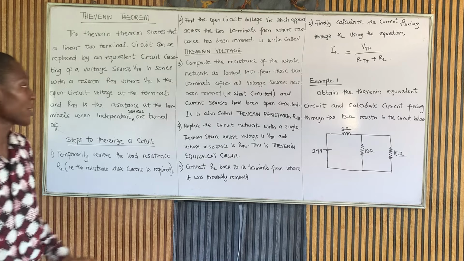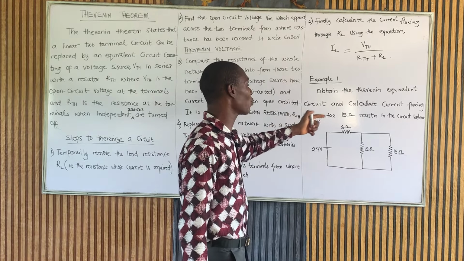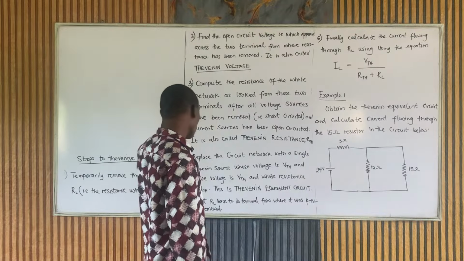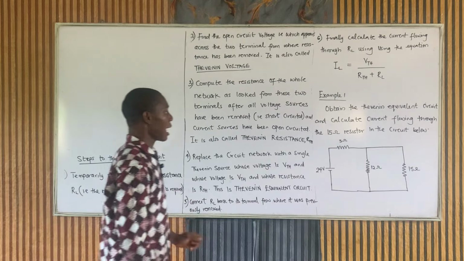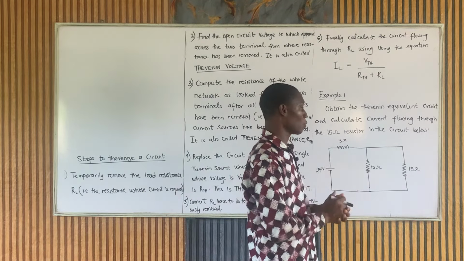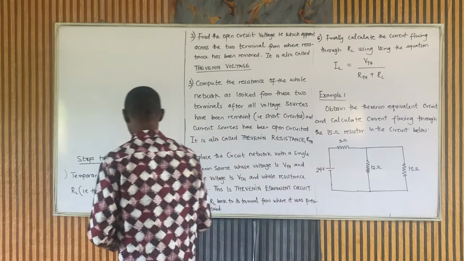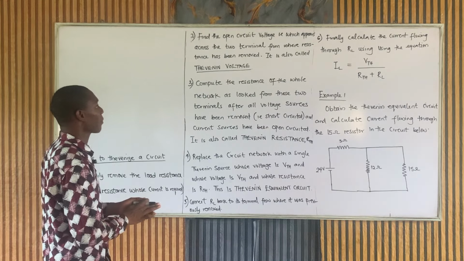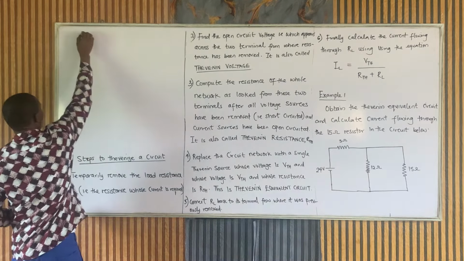So look at this first question. Obtain the Thevenin equivalent circuit and calculate the current flowing through the 15 ohm resistor in the circuits below. The first thing to do, look at the steps here. First, to remove the load resistance. And remember, the load is that resistor. You have to calculate the current flowing through it, and that's the 15 ohm. We remove it. And then find the open circuit voltage, which appears across the two terminals where the resistor has been removed. So this is what we have to do for step one.